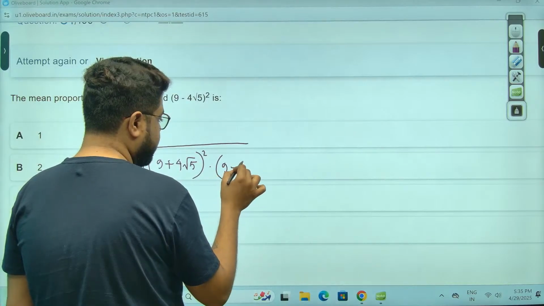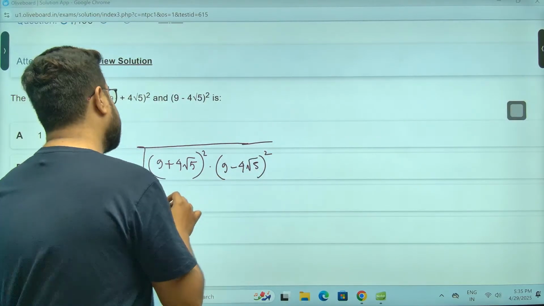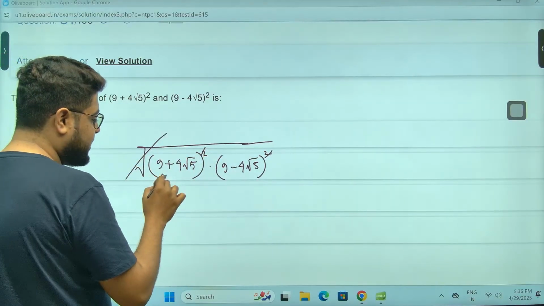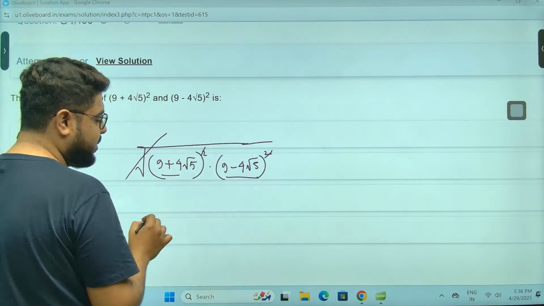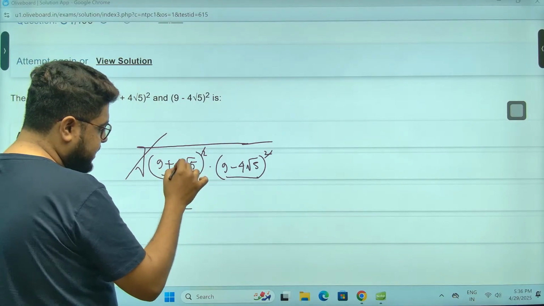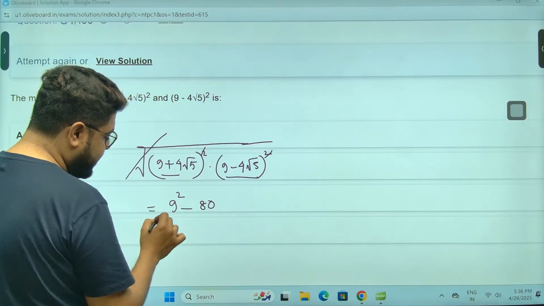9 minus 4 root 5 whole square. Sir, this square and square root cancels. So this thing into this thing, a plus b into a minus b, a square minus this thing squared. So 5, like this is 4 squared, 16 into 5 is, sir, 80. So 81 minus 80 is 1, sir.